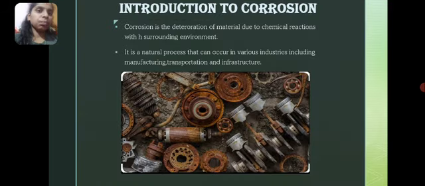Introduction to corrosion. Corrosion is the deterioration of material due to chemical reaction with its surrounding environment. It is a natural process that can occur in various industries, including manufacturing, transportation, and infrastructure.